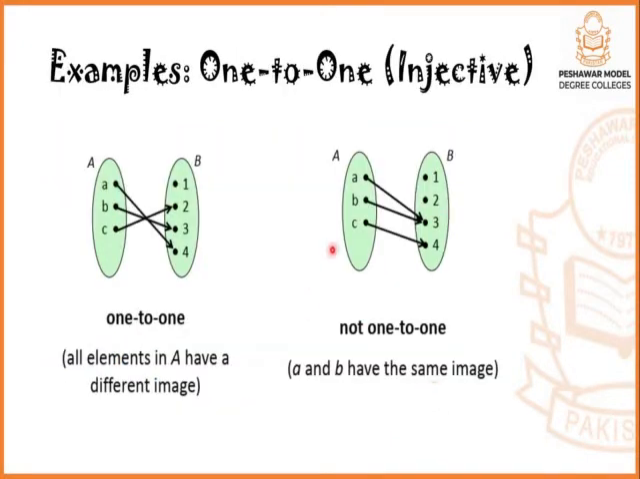Now consider these examples. We are going to check whether these are one-to-one functions or not. Now the first example is a function from A to B. We are going to check whether it is one-to-one or not. This is one-to-one because all the elements in A have a different image. Now the second example is not one-to-one because a and b have the same image, that is 3. So it is not a one-to-one function because range is repeated.